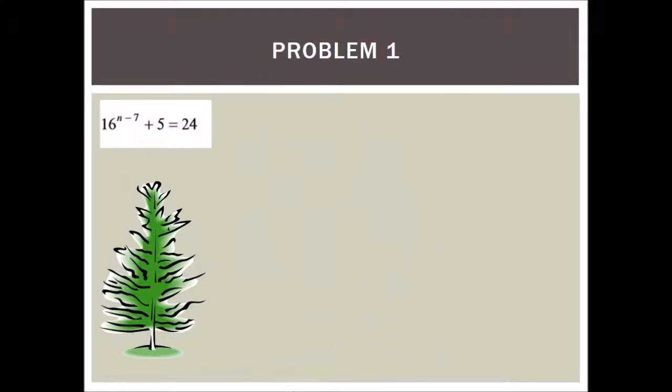All right, so here's problem 1. 16 to the n minus 7 power plus 5 equals 24. Our first step is going to be to subtract 5 from both sides. When we do that, we get 16 to the n minus 7th power equals 19.